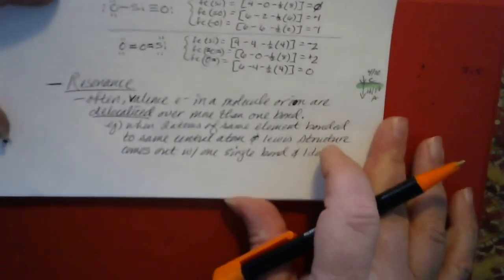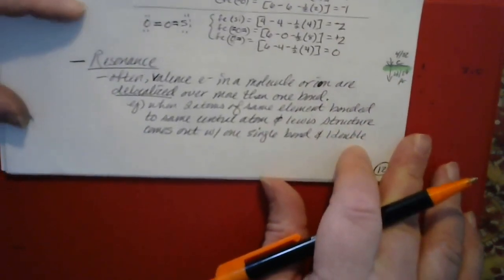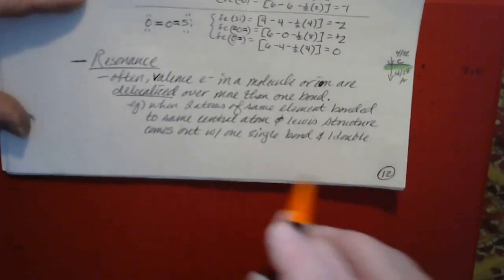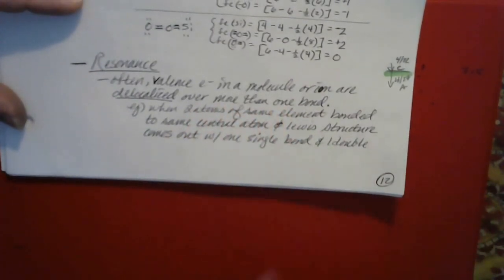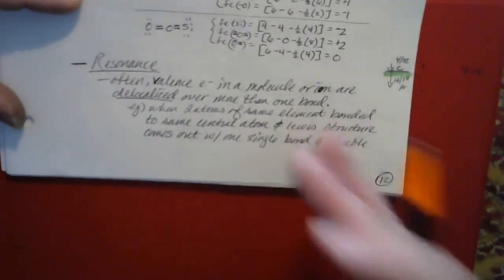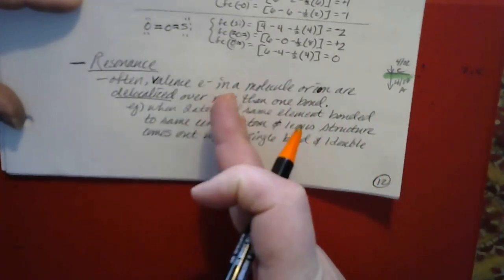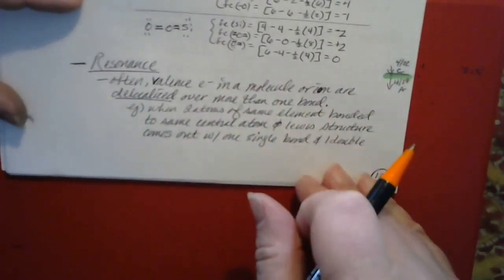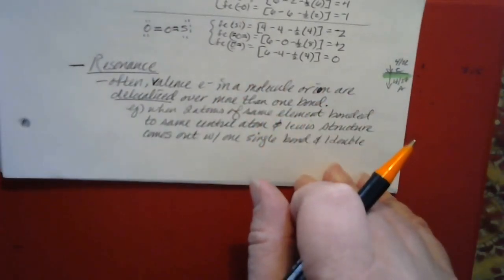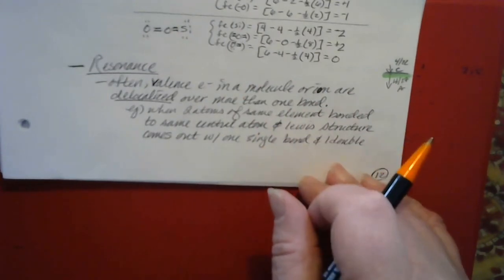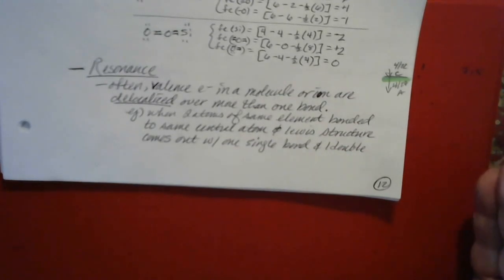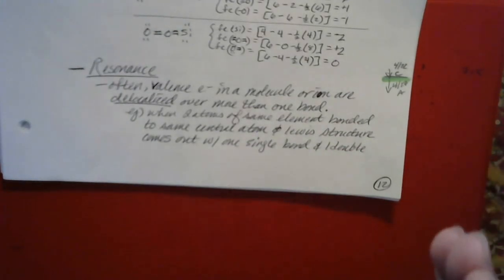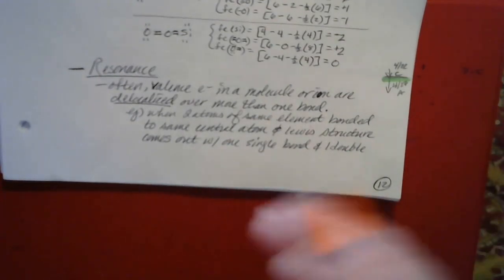Okay, so moving on to resonance. Resonance is the kind of situation that you have when you have two or more bonds between the central atom and the same outer atoms, and the Lewis structure ends up giving you a single bond for one and a double bond for the other, or maybe a single bond for one and a triple bond for the other, or maybe a double and a triple, or something like that.